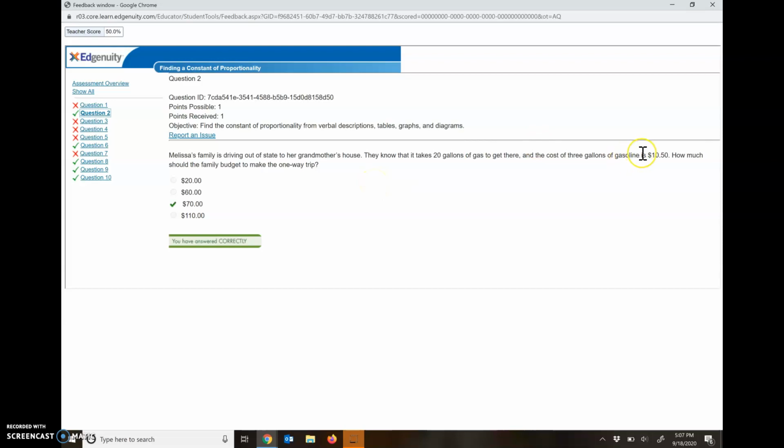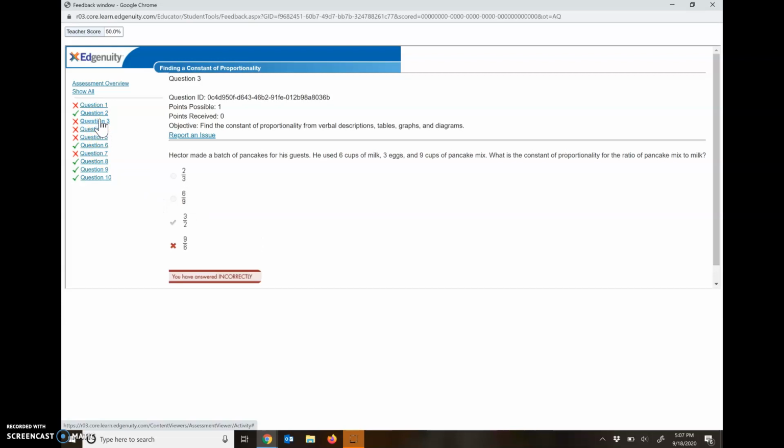So this is one where we need to figure out how much 1 gallon is. So we're going to do 10.50 divided by 3, and then we've got to figure that out for 20 gallons. So the cost of 3 gallons is $10.50. How much would they make for the one-way trip? And you were right with that one. So it was $70.